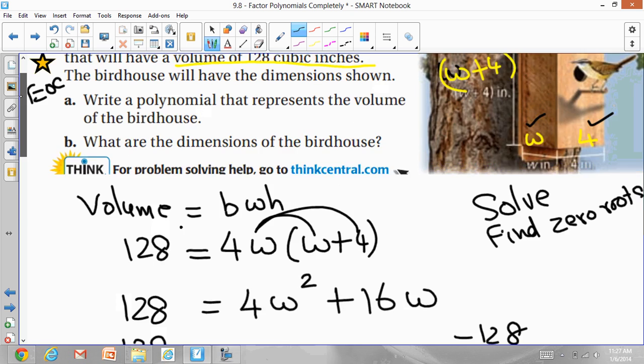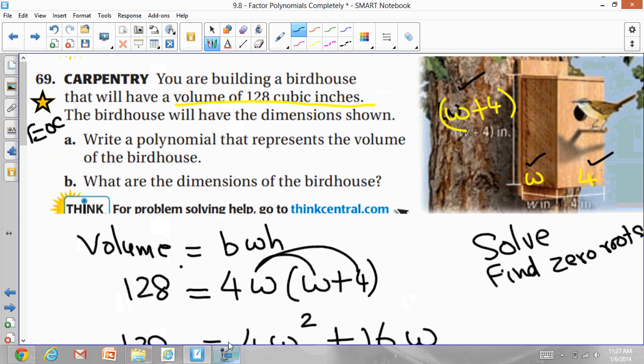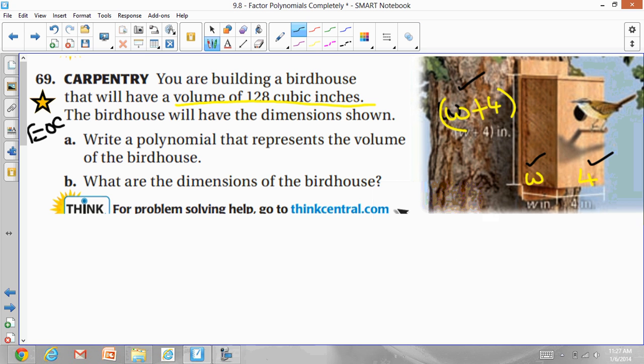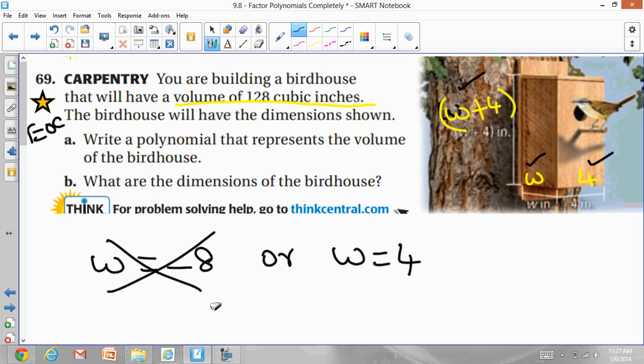Let's go back to the question. So your two options were w equals negative 8 or w equals 4. Now if you look at w plus 4, w and 4, we are talking about the dimensions. So the dimensions will always be positive. So that means this is out. You cannot take a negative dimension. You cannot say I'm going to measure negative 8 inches for the side of the birdhouse. So that means w is equal to 4 inches.